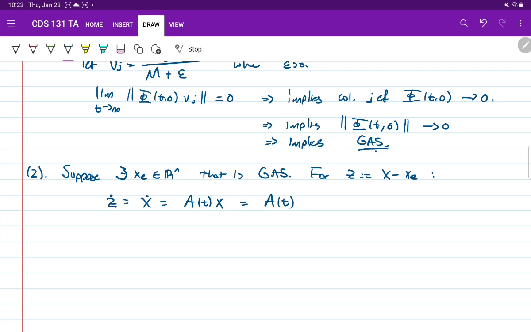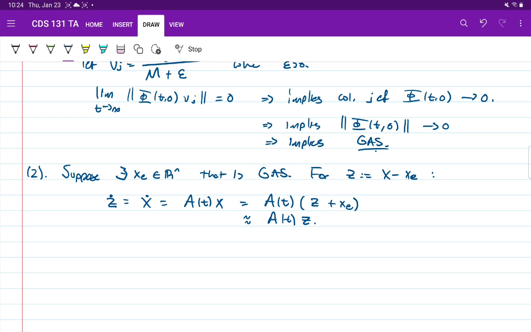And then this in turn is equal to A of t times z plus xe, right? But A of t times xe is equal to 0 for almost all t, okay? So for almost all t, this is equal to A of t times z, all right? So here's what we have.